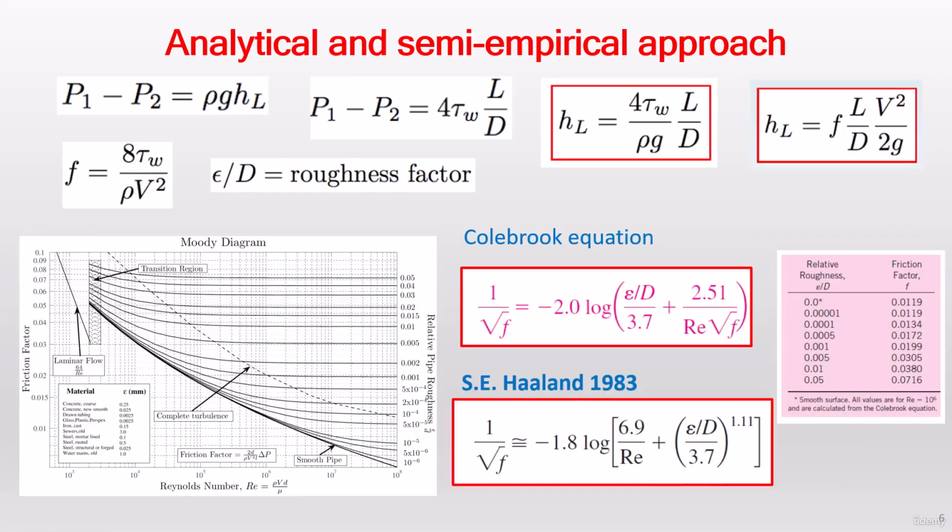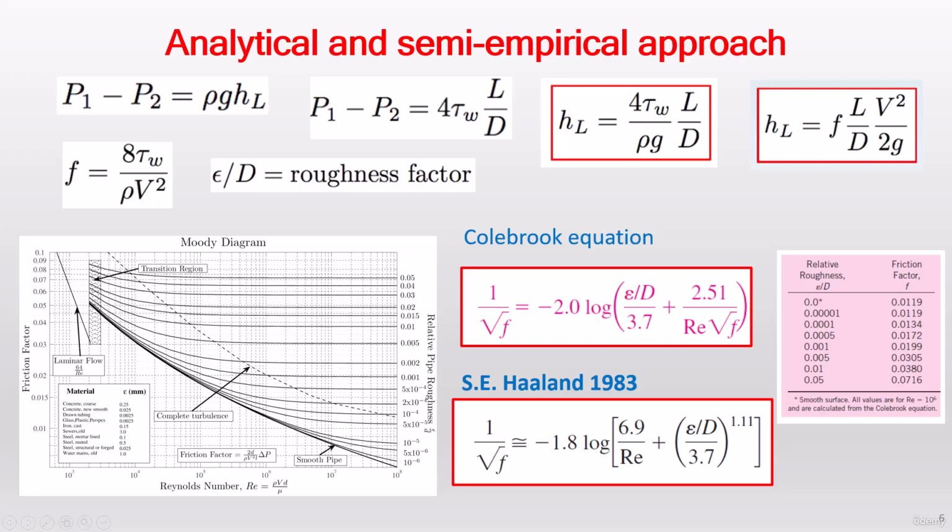Okay, so now here you can see all the equations. Pressure drop is rho g h_L, this is the pressure loss or the head loss, and that can also be put into this equation form: 4 times tau wall L by D. This is the same equation we derived earlier in the laminar pipe flow, and you can find the pressure head loss through this formula, which is the same as the pressure drop P1 minus P2, and this can also be found from the friction factor, L by D and V square upon 2G.